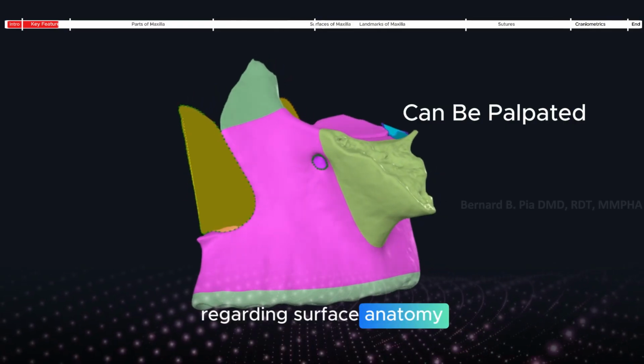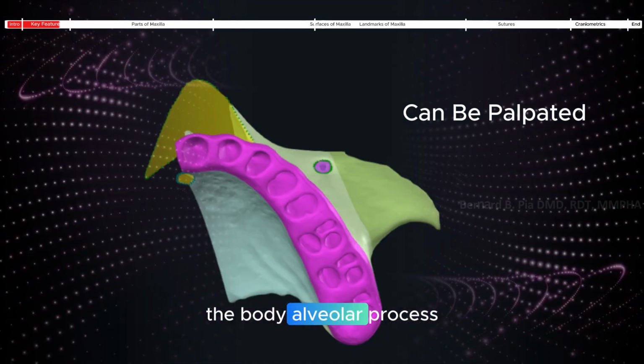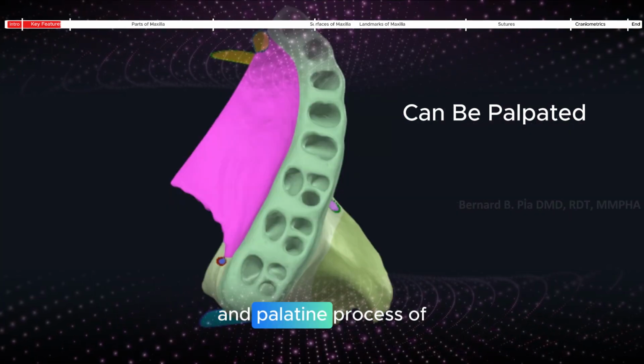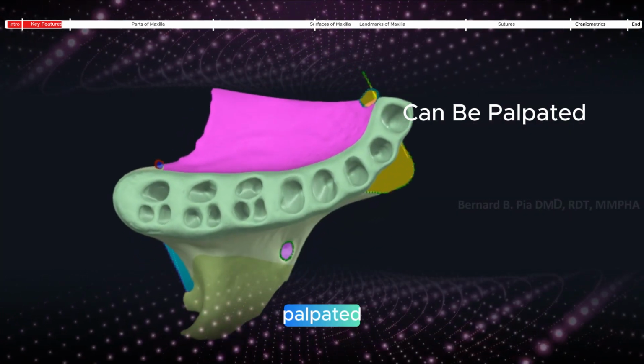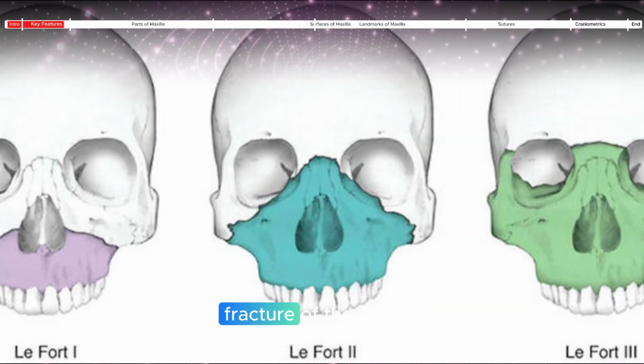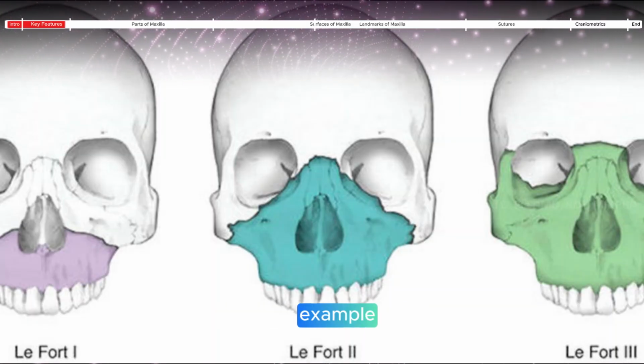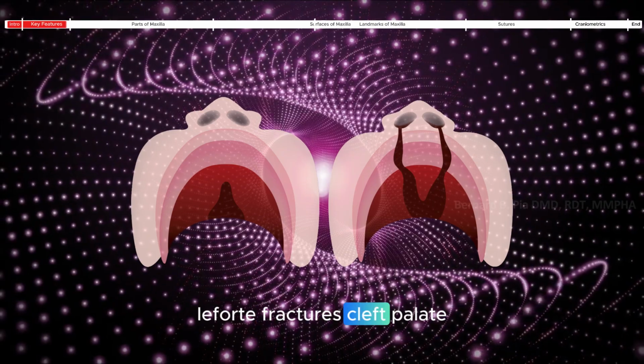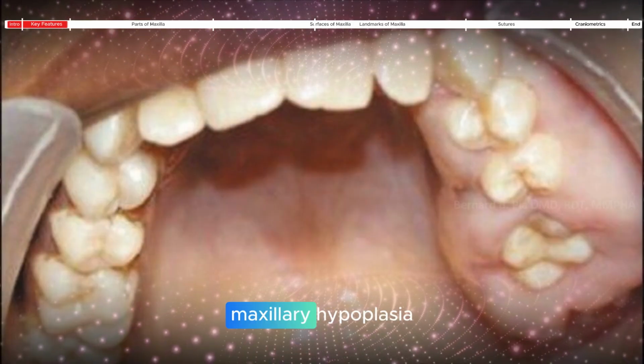Regarding surface anatomy, the body, alveolar process, and palatine process of the maxilla can be palpated. List of clinical correlates. Fracture of the maxilla, for example, Le Fort fractures, cleft palate, maxillary hypoplasia.